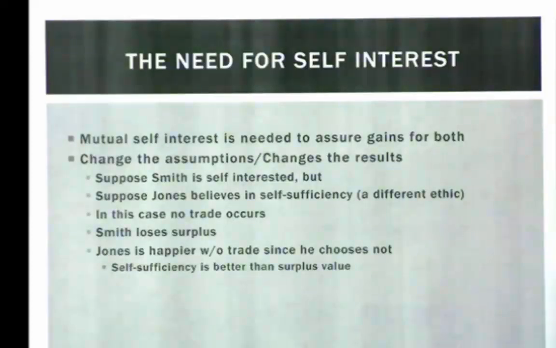Jones is better off still because he's satisfying his principle of self-sufficiency, but Smith needs somebody else on the other side who's going to be motivated by self-interest in order for trade to take place. So that's one of the first points to make, kind of an underlying principle that's embedded in this model. We need people to be willing to rely on each other through trade in order for trade to work.